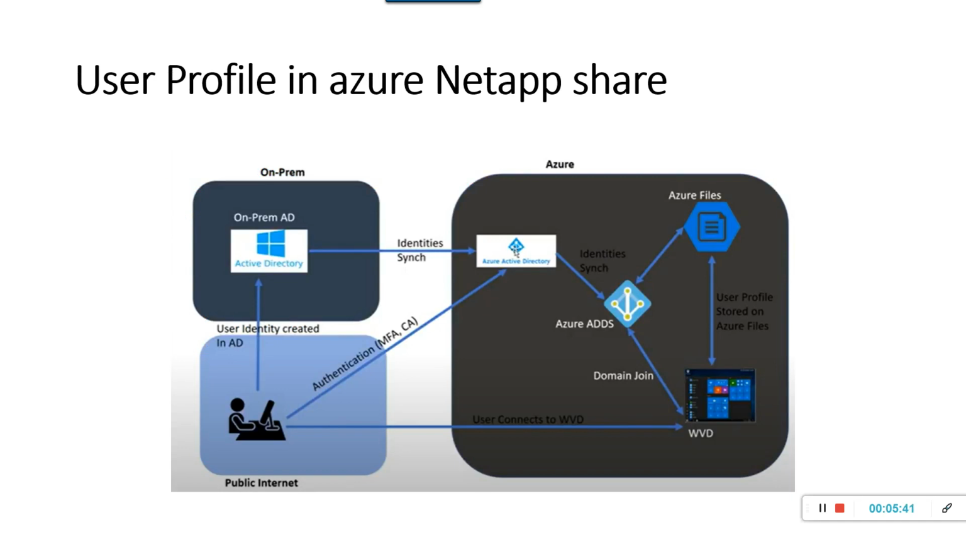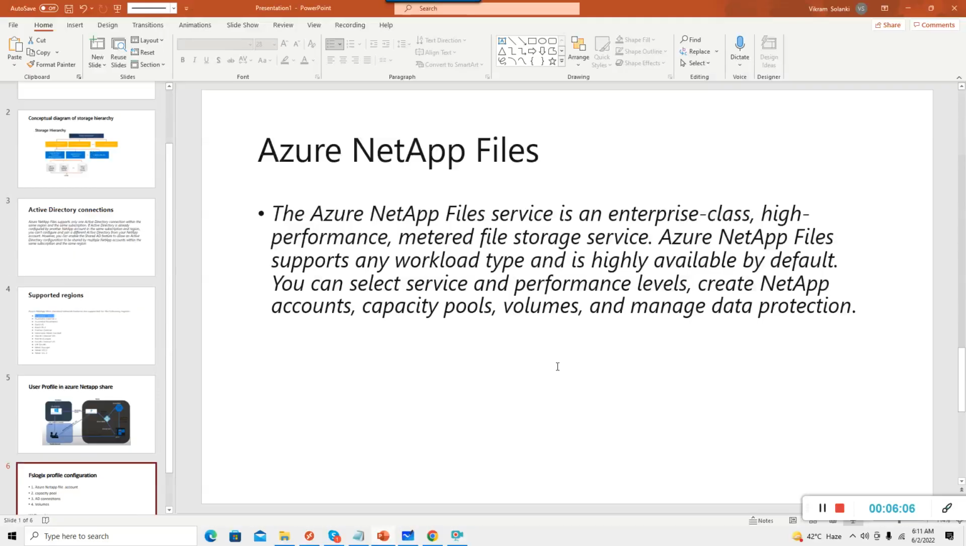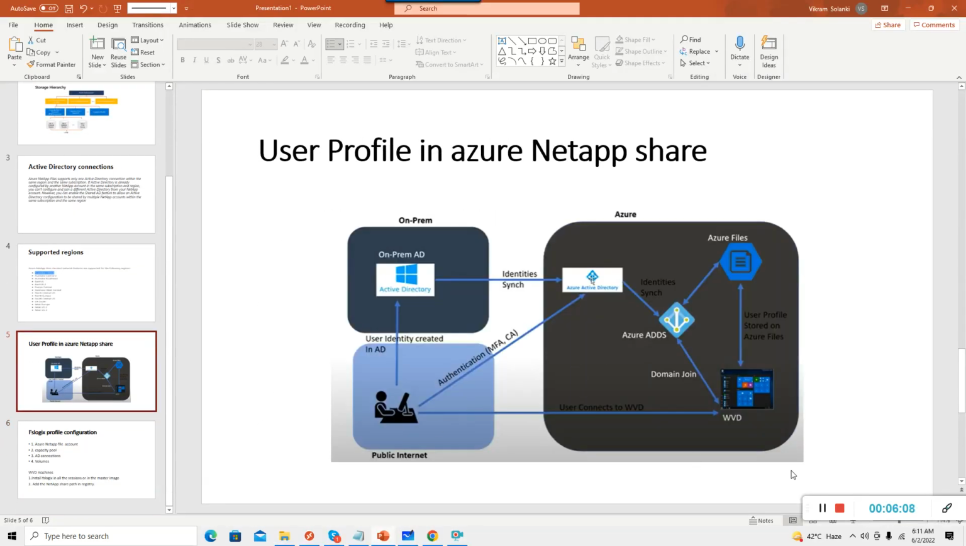So basically, first of all, we need to create a NetApp share, right? The share path will be put into the session host machines. When the user logs into the session host machines, this profile will be stored at the Azure Files or Azure NetApp share, right? So for example, this is my Azure Files, this is my NetApp share. The user is coming in.